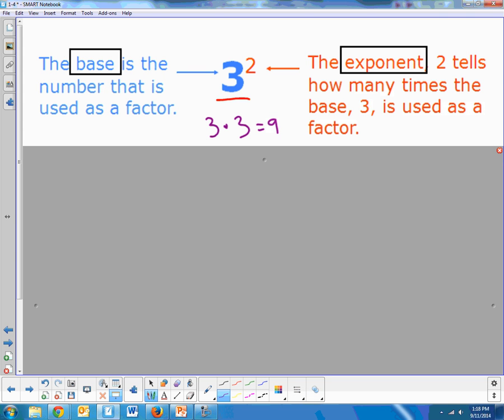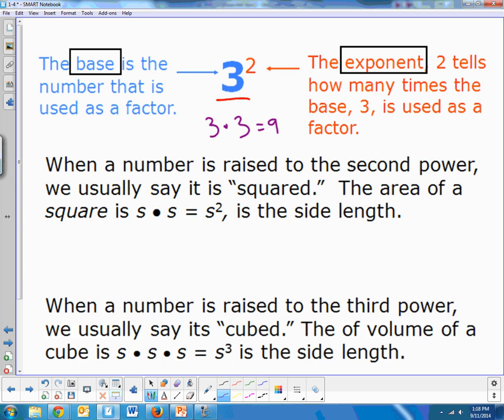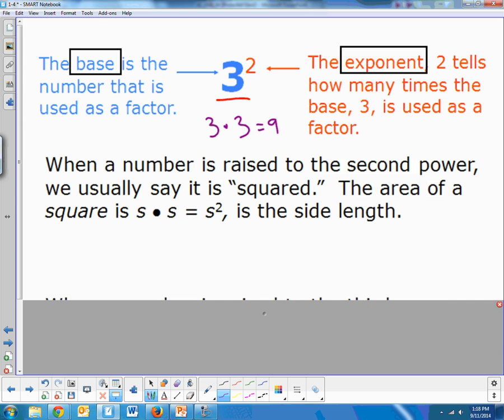When we're using those exponents, the small 2, the exponent, tells us how many times we multiply that big 3, the base, together. Now these words that we have there, I'm going to go a little bit at a time. We do have some shortcuts, some ways that we say this. Rather than saying 3 to the second power, which is correct, we use that power word to talk about the exponent. But if it's specifically a 2, we call it squared. And the area of a square is s times s, which is s squared.